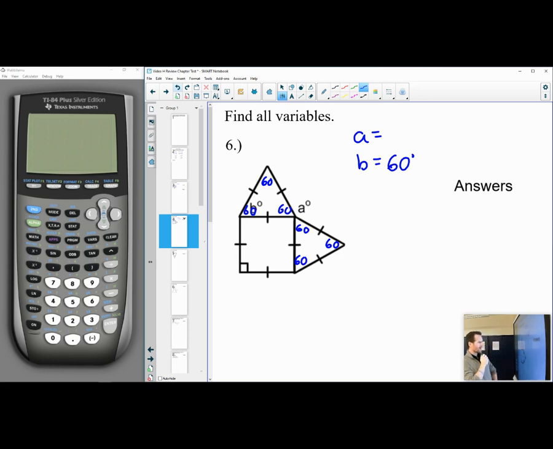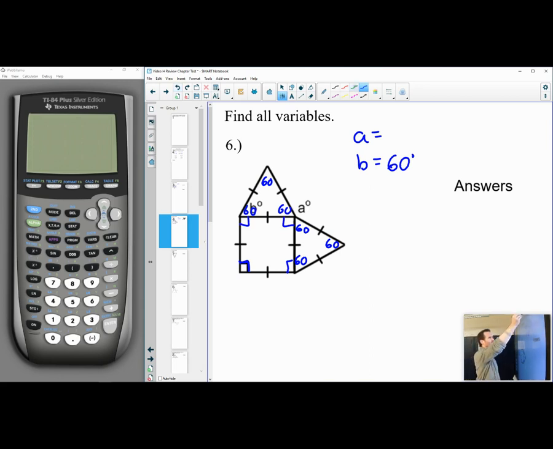Okay, still trying to find A. We haven't done anything with this shape yet, so let's work in that shape. I see 90 degrees, and I see 4 congruent sides. 1, 2, 3, 4. All the sides are congruent, and we've got 90 degrees. That means the other ones are going to be 90 as well. So we can put 90 degrees at each corner, essentially it's a square.